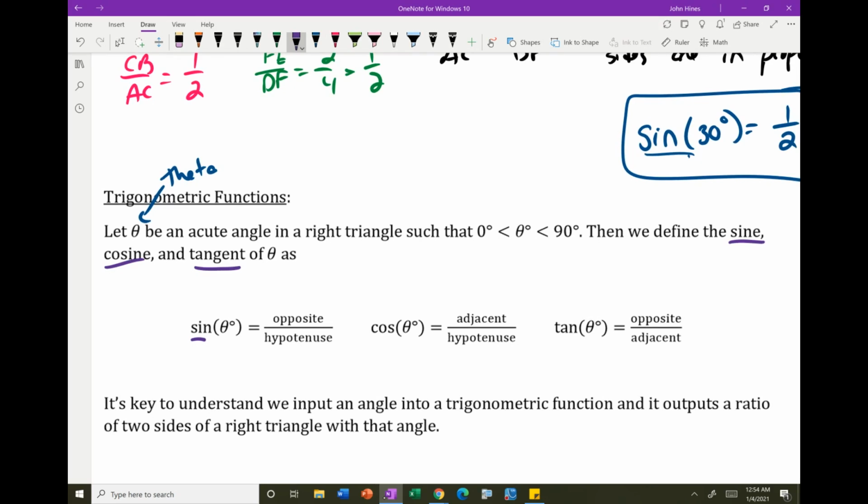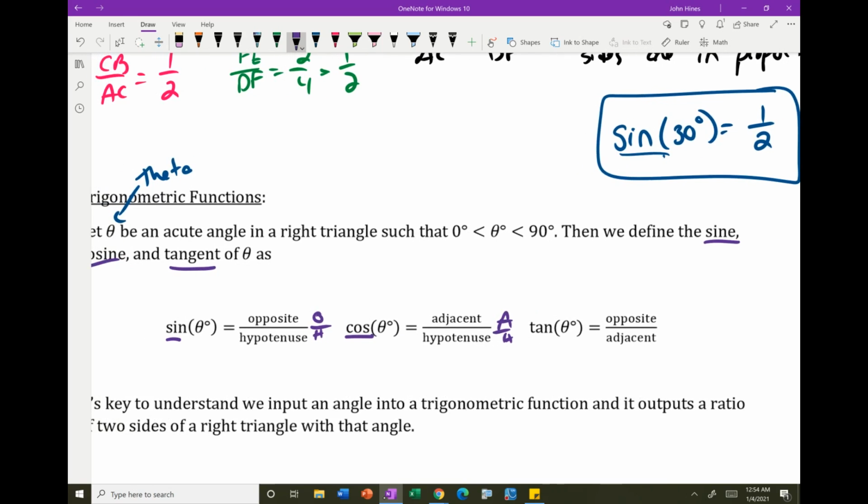The sine of an angle is opposite over hypotenuse. The cosine of an angle, don't say cos, don't say sin, it's sine and cosine. Cosine is adjacent over hypotenuse, A over H, and the tangent of my angle is opposite over adjacent. So those are our three trigonometric ratios, sine, cosine, tangent. You used them last year a whole bunch. We still need to know that sine's opposite over hypotenuse, cosine's adjacent over hypotenuse, and tangent is the ratio of opposite to adjacent.